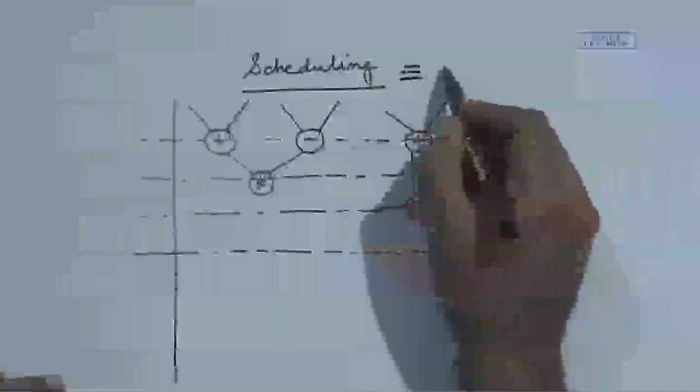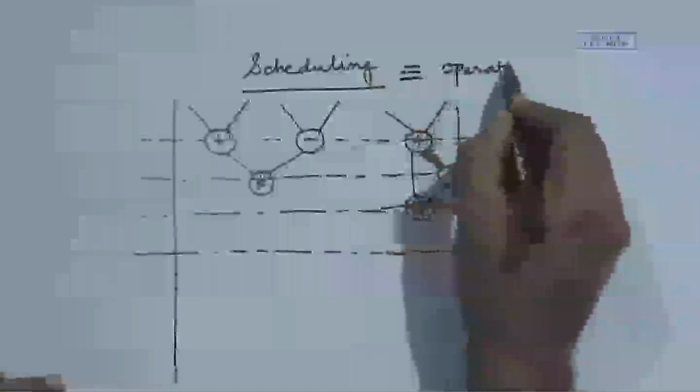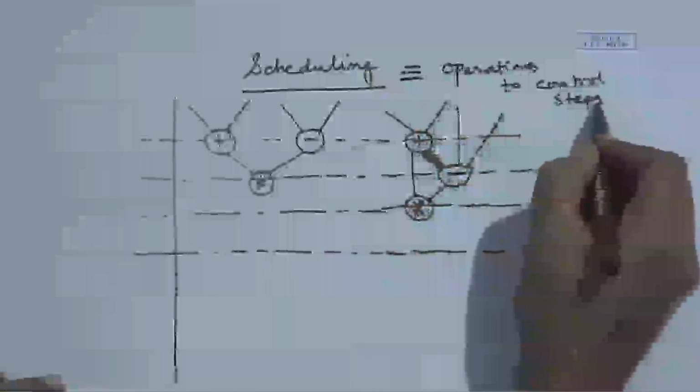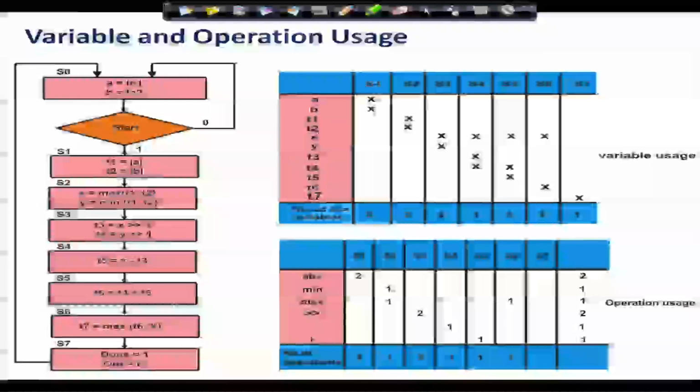So, scheduling is basically a mapping of operations to control steps. In this case, as we can see, 2 absolute computations, max and mean computations, have both been done in the same control step. So, based on that we needed so many steps, so many states.